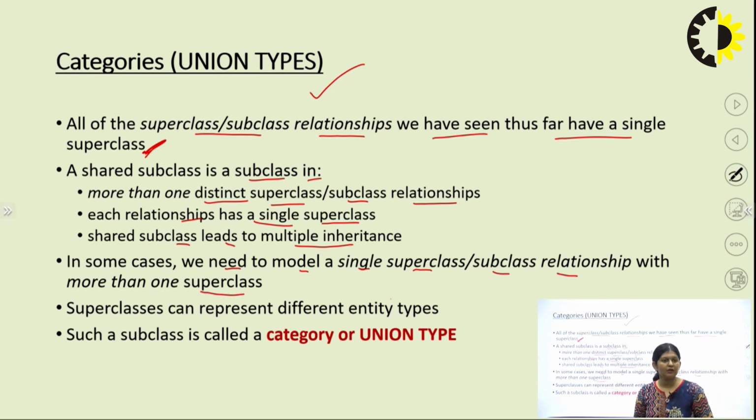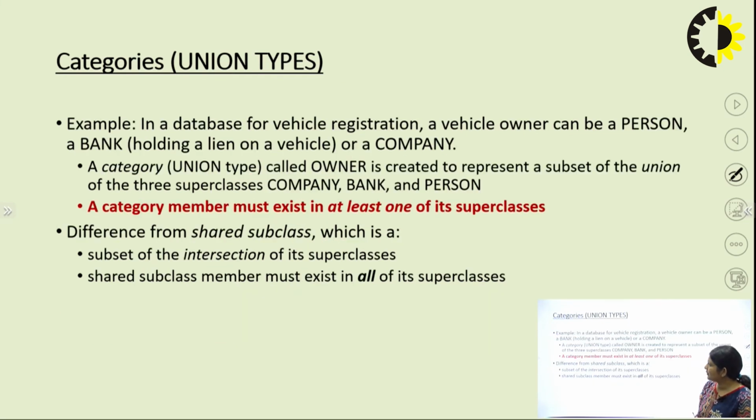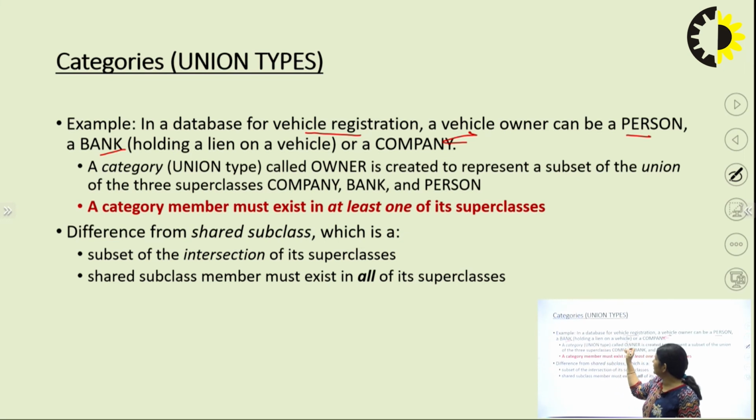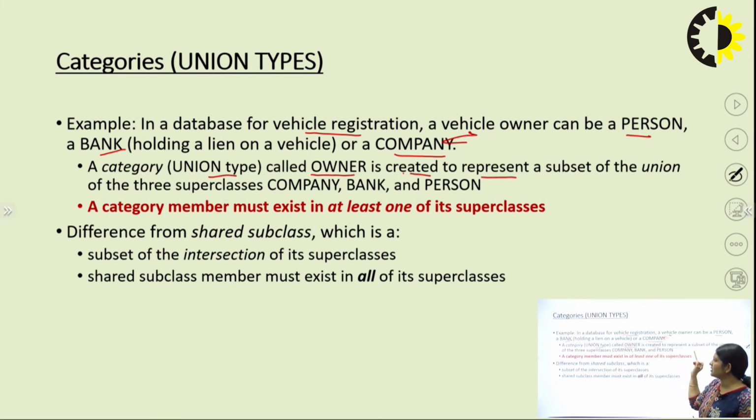Okay, here we are talking about the relationship. So here the superclass can represent different entity types. Such a subclass is called a category or the union type. Let's see through an example also. For example, in a database for vehicle registration, a vehicle owner can be a person, a bank holding a lien on the vehicle, or a company. So how will we show this kind of relationship? A category or the union type called the owner is created to represent a subset of the union of these three superclasses, that is a company, bank and the person.